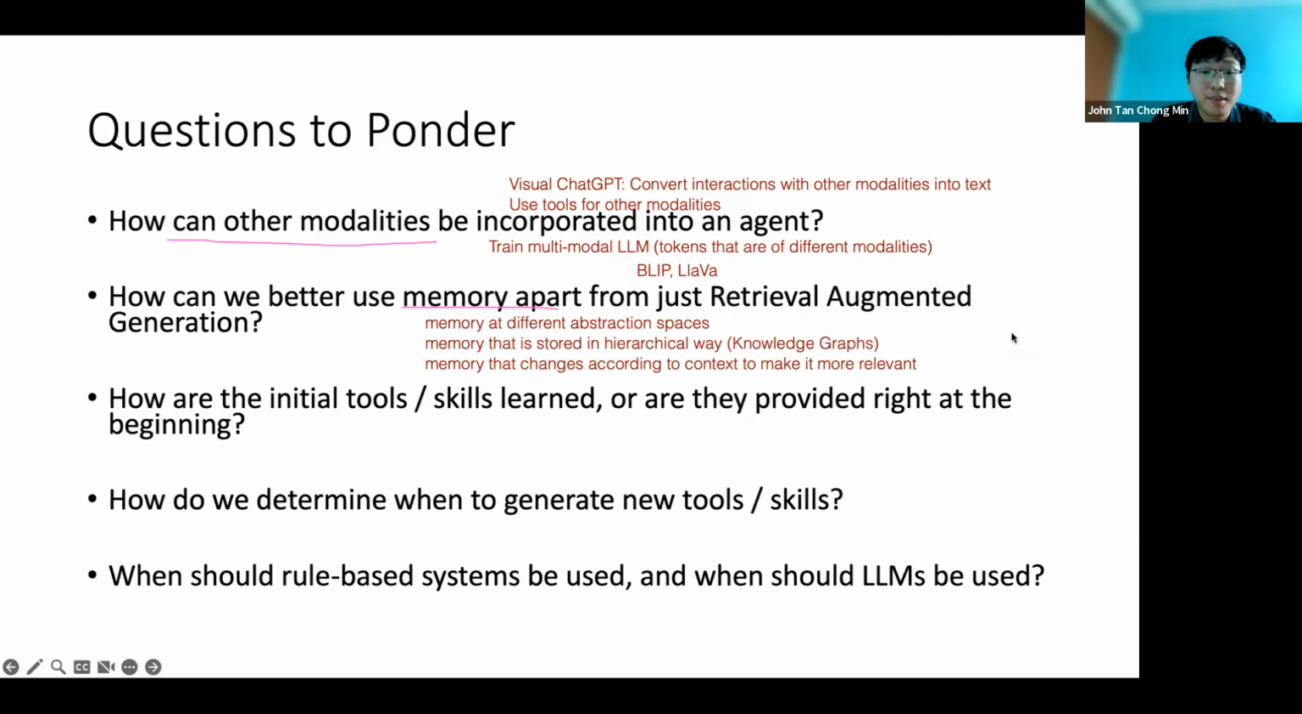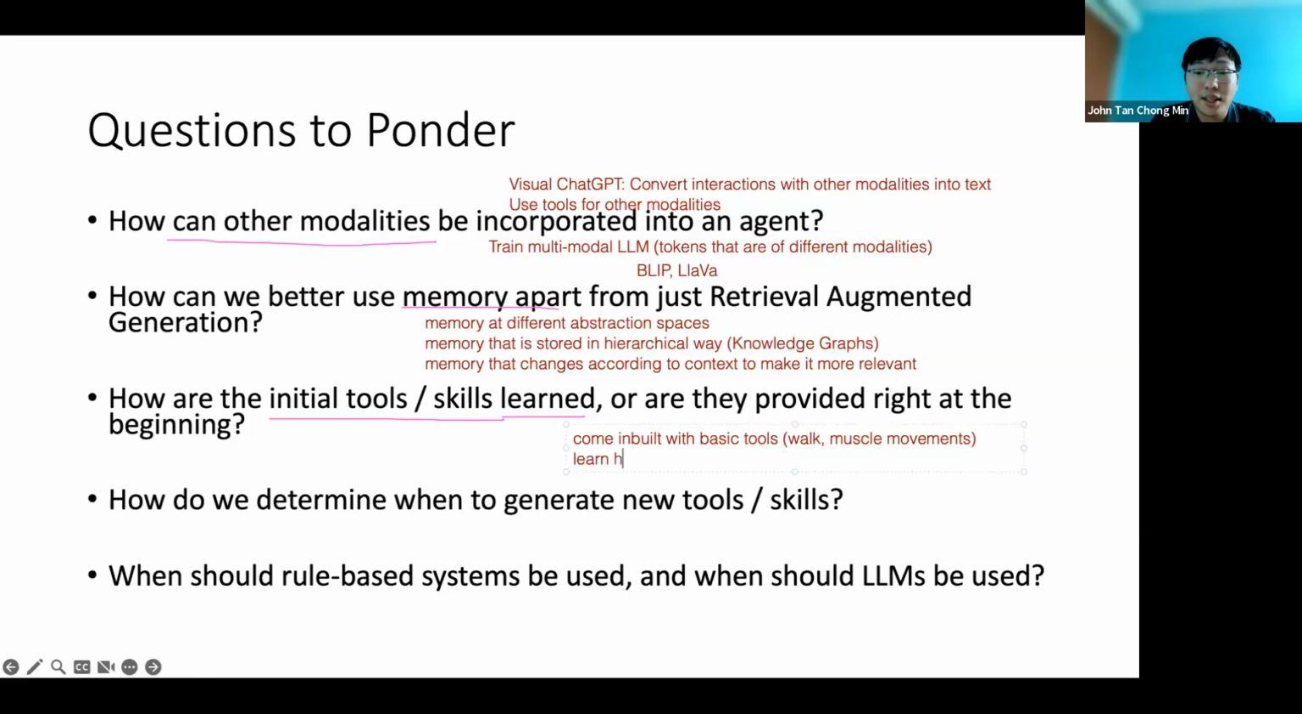All right. Next, how are the initial tools and skills learned? This one, I believe that you come inbuilt with basic tools. Like a baby, for example, walk, run, or basically muscle movements. At least for humans, these are the basic tools. For other applications, maybe like cropping of image and so on.